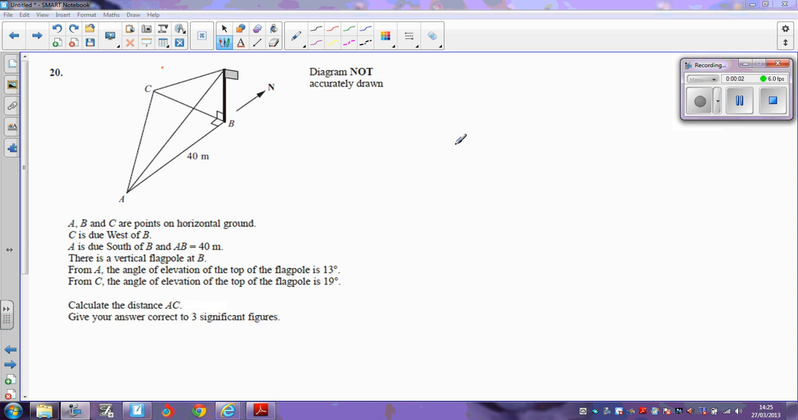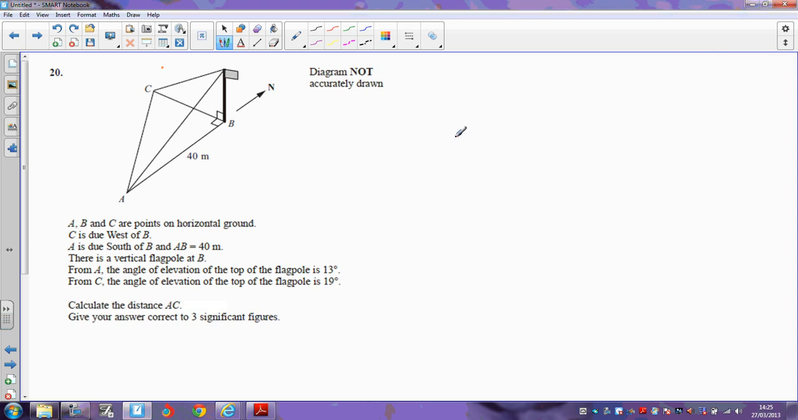Okay, what we've got here is a quite difficult to understand two-dimensional representation of something going on in 3 dimensions. So first of all, if you read the question carefully, A, B, and C are all points on horizontal ground. If you were looking at A, B, and C from above, then what you would have would be this. All 3 on horizontal ground. There's C, there's B, and there's A, and the distance from A to B is 40 meters. And the question asks us to find AC.